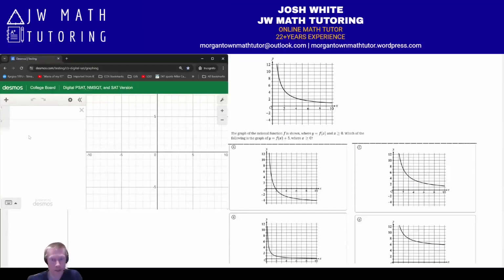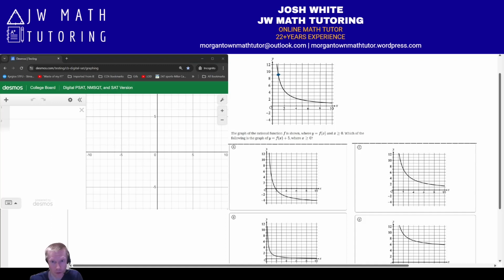Now, here's an alternate method you could use to solve this problem entirely in Desmos. All I'm going to do is take the graph of this function, highlight some points from it, and then take those points, do a regression in Desmos to get the actual equation of the graph that we're given for f of x, and then just shift f of x up by 5 and see which graph from the answer choices matches my new graph. So it sounds like a lot, but it honestly doesn't end up taking that long.